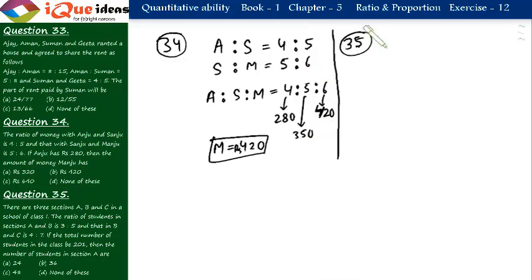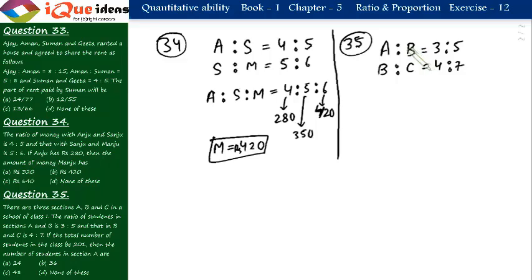It says there are 3 sections A, B and C in a school of class 1. The ratio of the students in sections A and B is 3 is to 5. So A is to B is 3 is to 5, and B is to C is 4 is to 7. So the first thing that we need to do is combine these ratios.